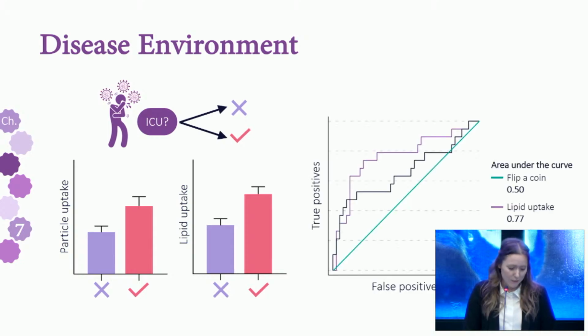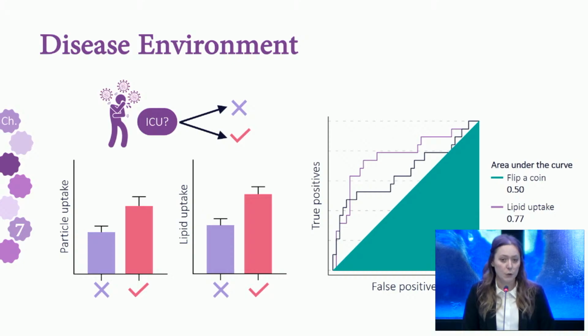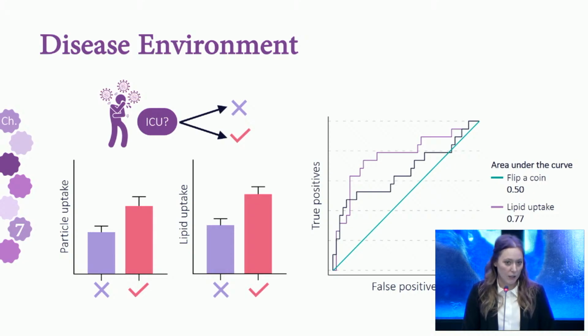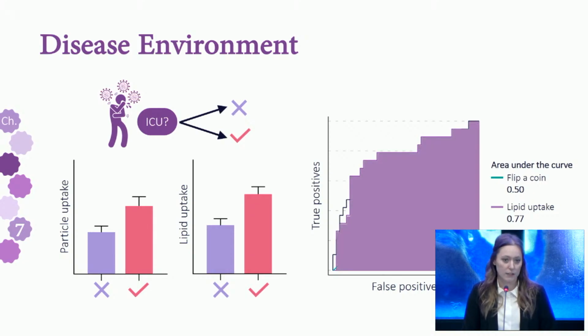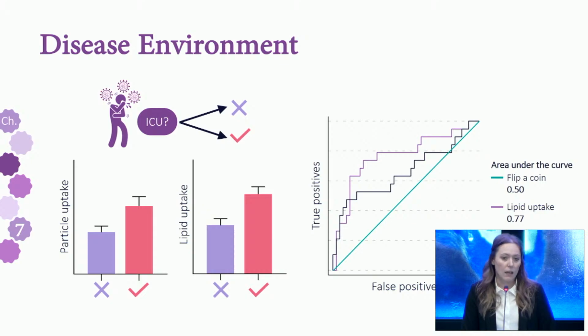In this graph, the area under the curve represents how well a function can predict if a patient will be severely sick. If you would flip a coin, the area under the curve would be 0.5. That corresponds to a random decision. You can see that the area under the curve for lipid uptake is larger, 0.77. This means that changes in lipid uptake can predict whether a patient will be severely sick. And all in all, the molecules in the serum change the macrophage function, and the disease environment influences their function.